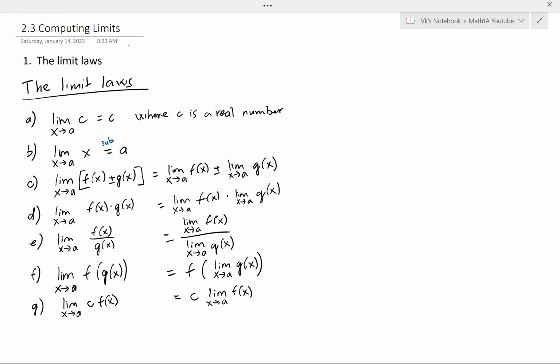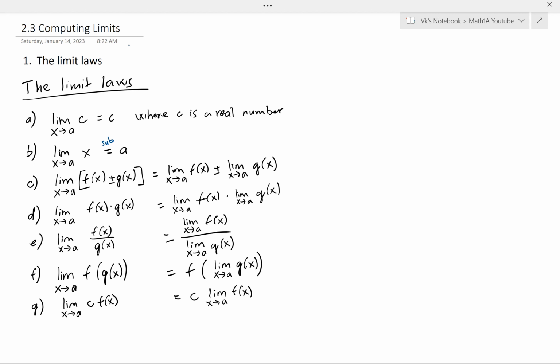In C, we can break up the limit. In D, same thing. We can break it up. And similarly for E, we can break it up. In F, the limit of a composition of functions is going to be the function of the limit of the inner function. And then for the limit as x approaches a of a constant c multiplied by a function, we can always pull the constant c outside because the limit is about a function.